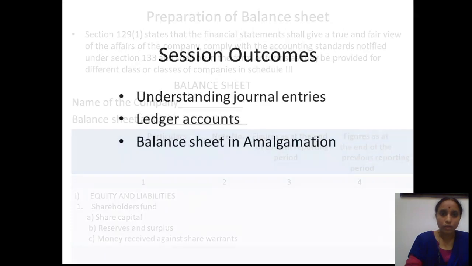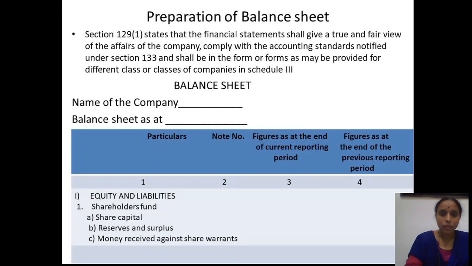So the format of the balance sheet is like this: preparation of balance sheet, that is under section 129 subsection 1, states that financial statements shall give a true and fair view of the affairs of the company, comply with the accounting standards notified under section 133, and shall be in the form as may be provided for different classes of companies in Schedule 3. So for the balance sheet, we need to write the name of the company and the balance sheet as at the date.